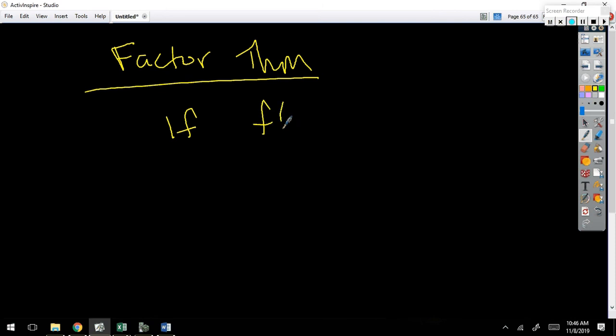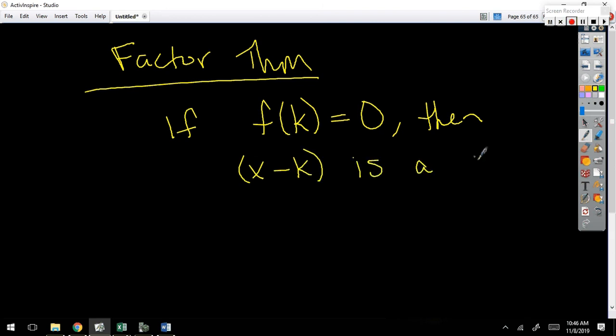If f of k equals 0, tell me what that means. We learned that from the remainder theorem. There's no remainder. So if there is no remainder when you divide, then x minus k is a factor. That is all the factor theorem says. Remainder theorem says you plug it in, and whatever you get out is your remainder. Factor theorem says if you plug in and get 0, then x minus whatever you plugged in is your factor.